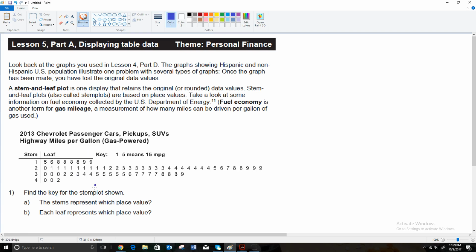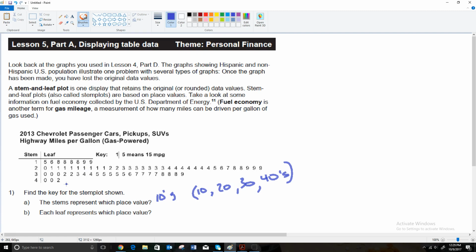So it says find the key. So we looked at the key already. The stems represent what place value? So these are the stems. So the stems represented the tens. Okay, so it represented 10s, 20s, 30s, and 40s. So it was like the tens place.